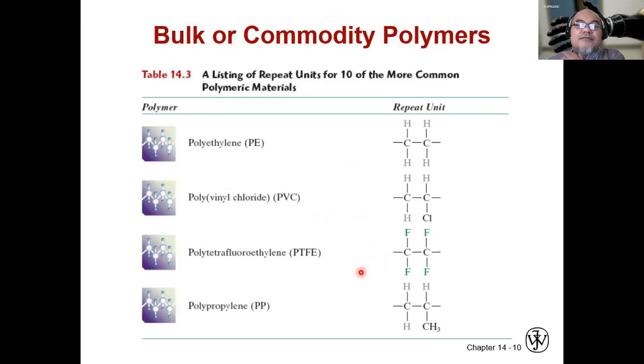So let's give some examples of bulk or commodity polymers that are widely available, or that we can easily see in our daily life. Polyethylene, as we have mentioned many times, and polyvinyl chloride, which we have also mentioned, is a material for plastic pipe and plastic tubing. PTFE, polytetrafluoroethylene, is used for some hard packaging. It contains fluorine.